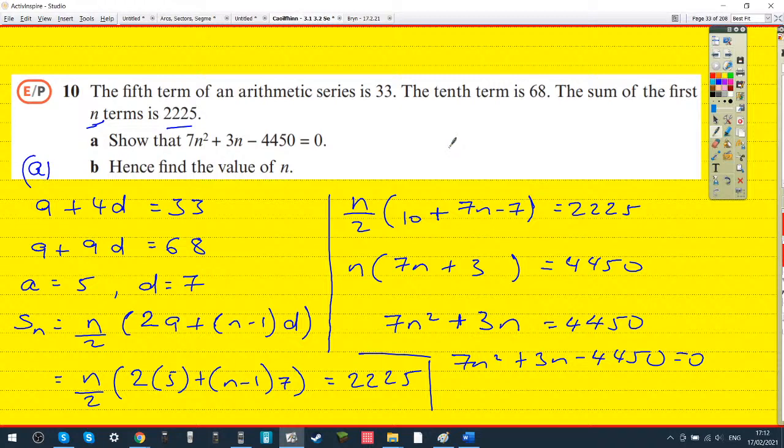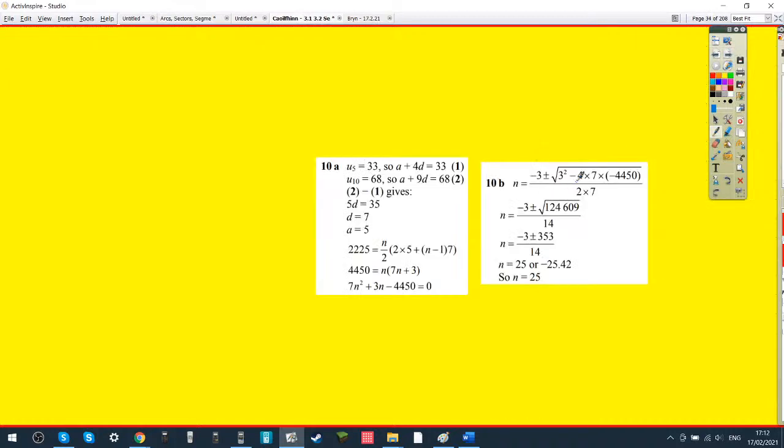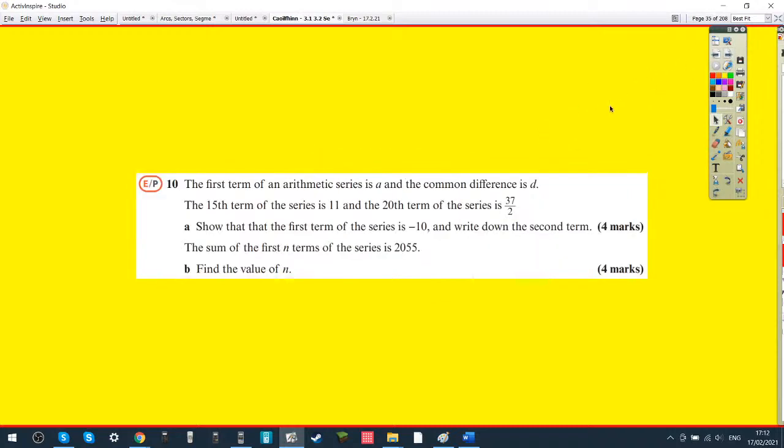So just sub that into the calculator. N equals 25 or minus 25, has to be 25, because it's the number of terms in a sequence. To get the marks, I think you have to sub into quadratic formula. So just watch out for that, and then you can write stuff down.